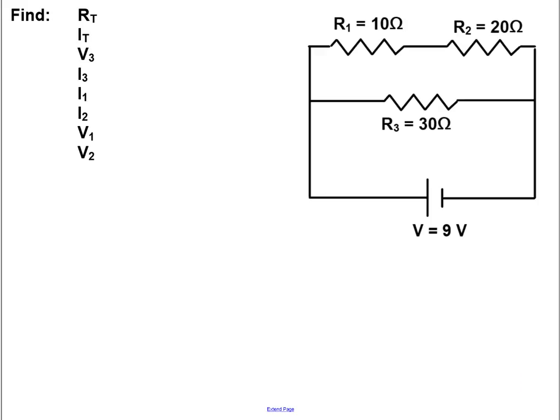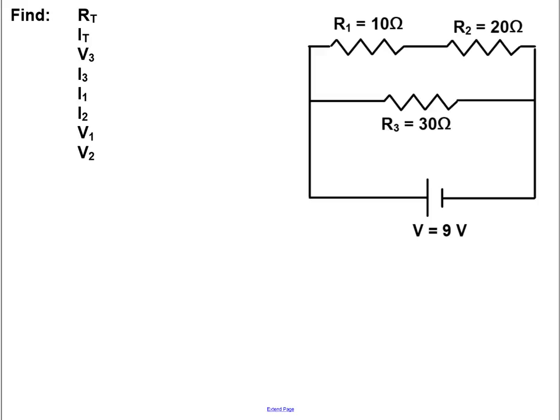In this problem, I'm given a circuit with 3 resistors. Resistor R1 and R2 are in series together, but are also in parallel to resistor 3. So to solve this problem, I'm going to have to apply both my rules of resistors in series and my rules of resistors in parallel.